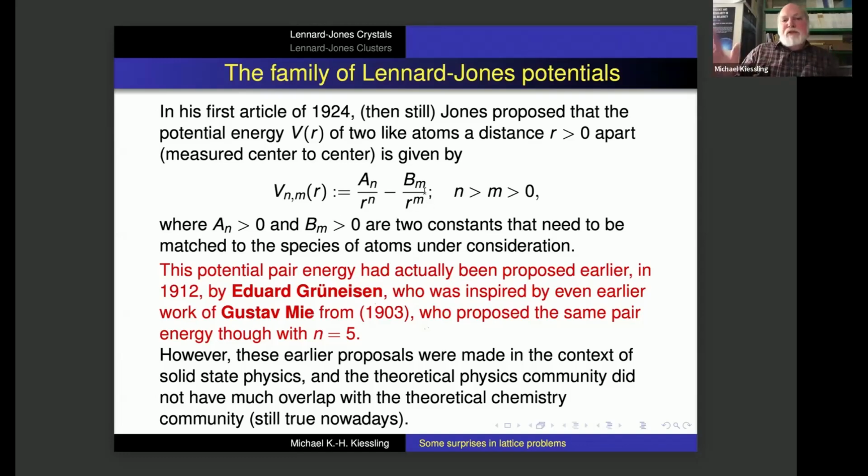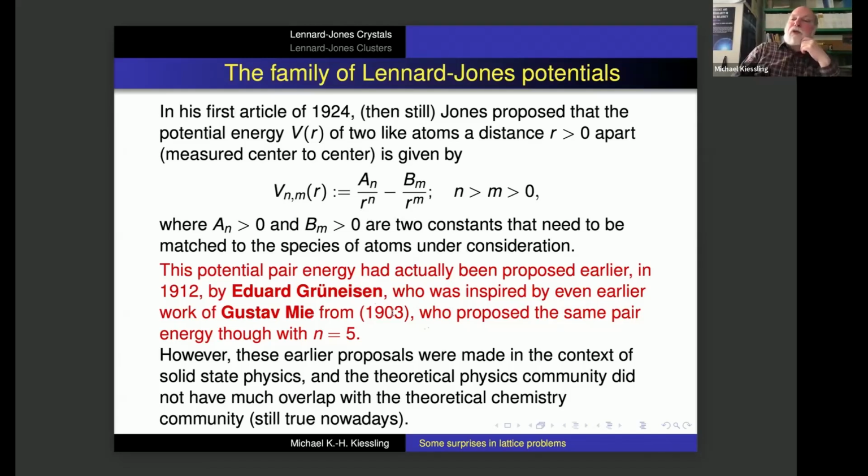So this is the general family of Lennard-Jones potentials, as chemists usually call it. There's an interesting aspect you read also in this paper by Schwertfeger and David Wales, namely that this potential, actually the whole family with all the same assumptions, was proposed in 1912 by Eduard Grüneisen. And he himself was inspired by a paper almost 10 years earlier written by Gustav Mie from 1903. Gustav Mie also proposed this family, but with n equals 5. And so then Grüneisen said, oh, let's look at more general n and corresponding m's.